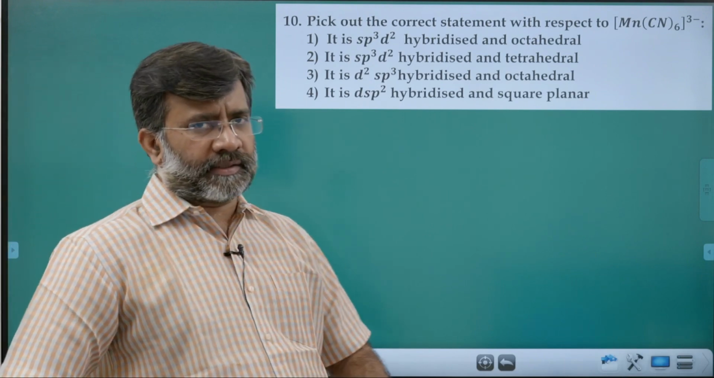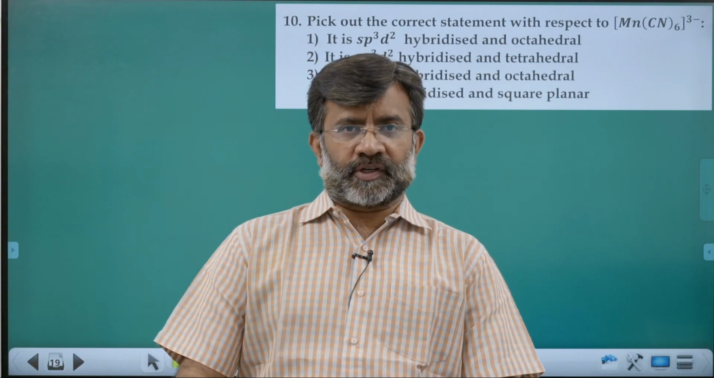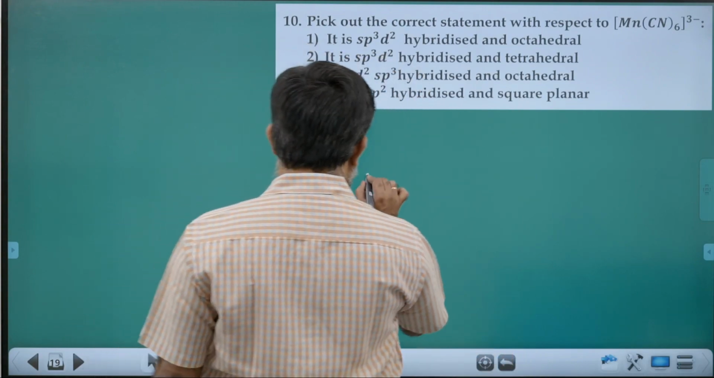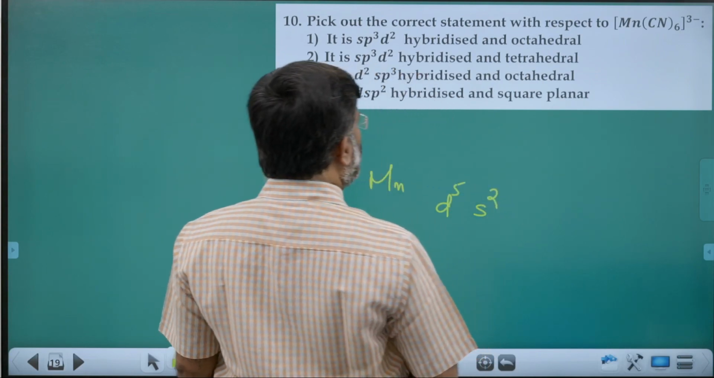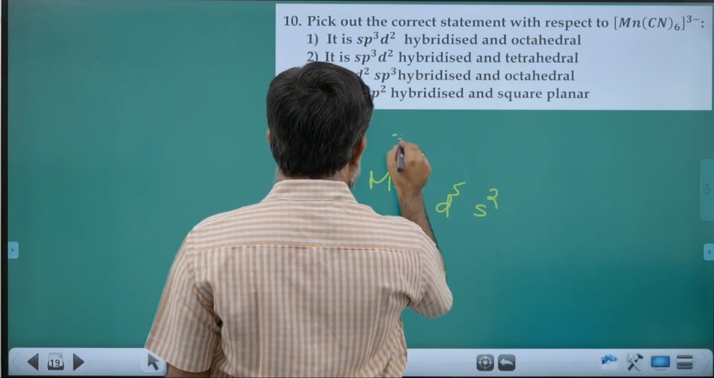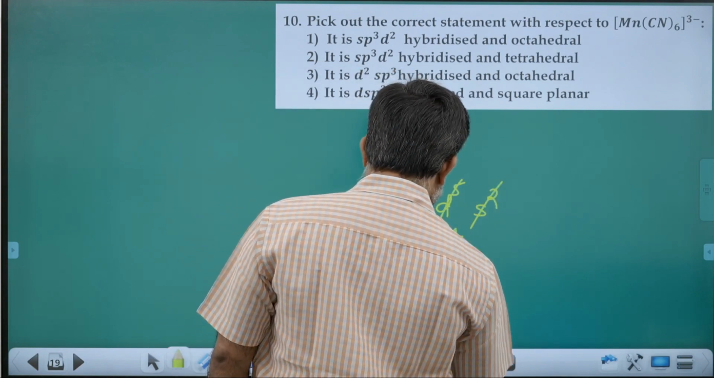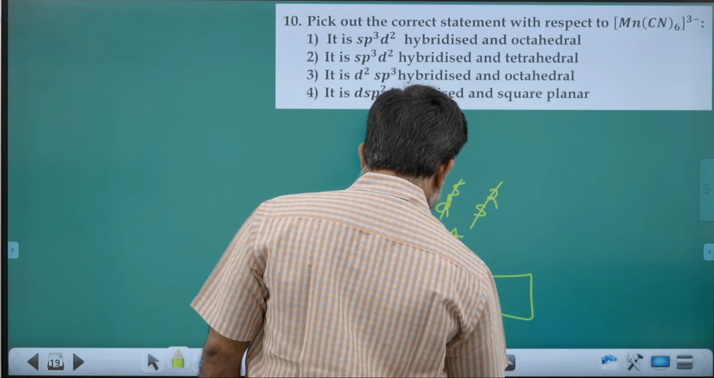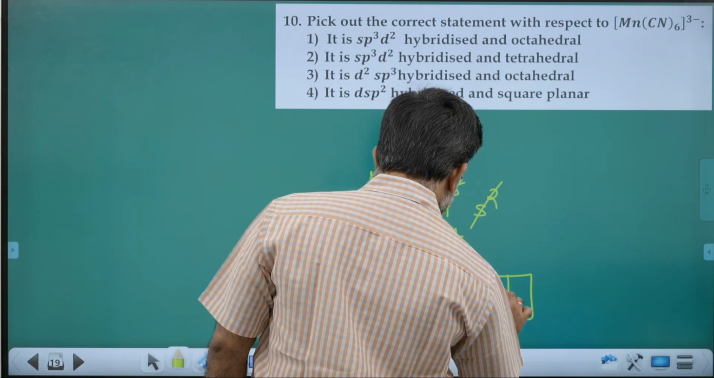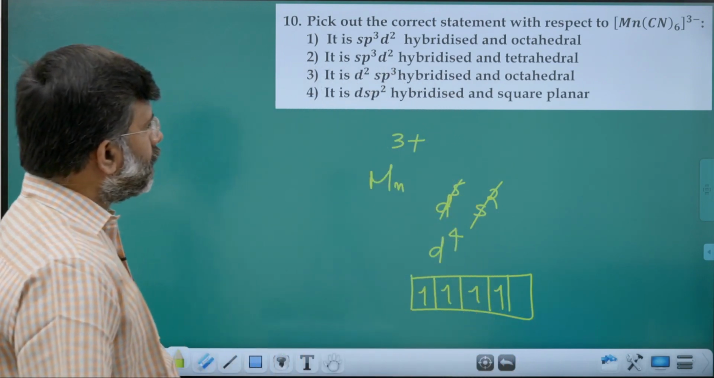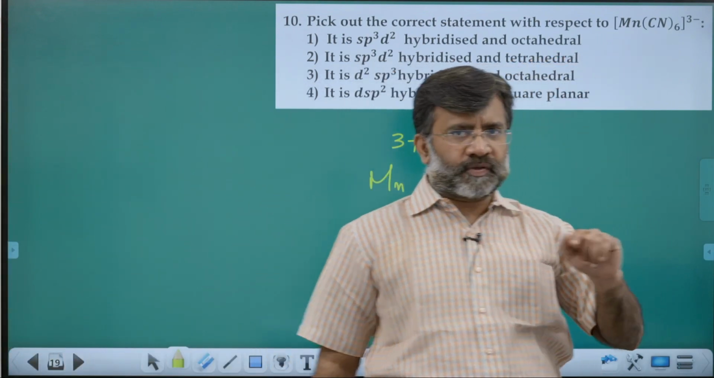MnCN6 3 minus. See, manganese has D5S2 configuration. And we are talking about manganese 3 plus, so it will be D4 configuration. 1, 2, 3, 4. So what will happen? Octahedral complex can be of two types.